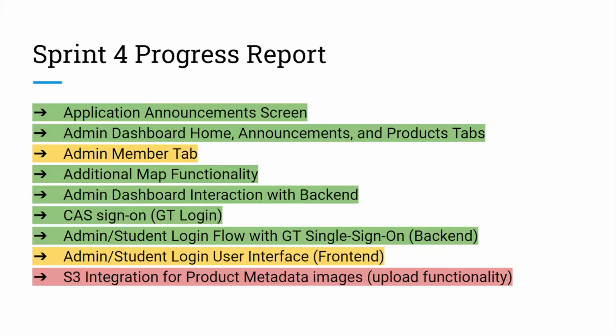However, we did not accomplish several of our stated goals. The admin dashboard member tab can currently be displayed, however, it shows up as blank. We had unexpected difficulties in implementing the GT login on the front end, so it is not fully done yet. And we did not have time to implement our S3 integration, though we are confident we can get all the remaining tasks done in Sprint 5.